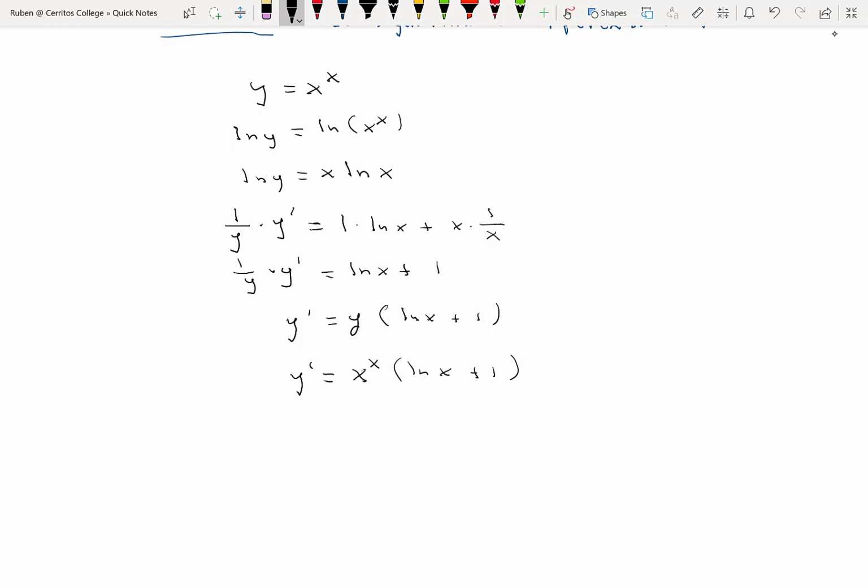Totally different kind of function than we're used to. A function raised to another function. So when you're dealing with a function raised to another function, this is what you do. This is one good possibility. I don't know of any other way to do this, actually. Logarithmic differentiation.